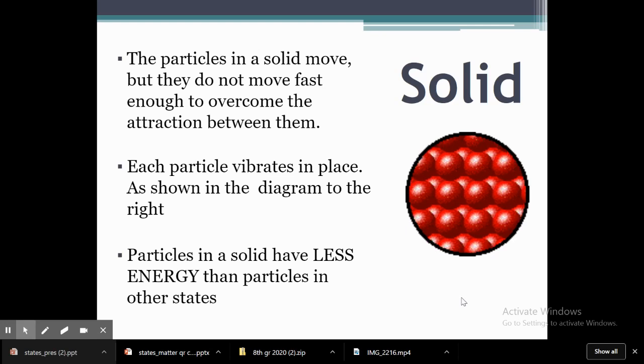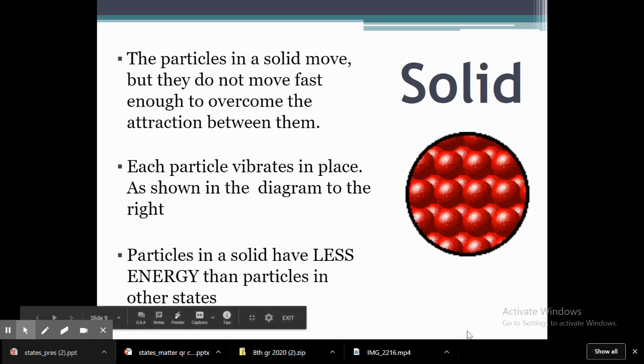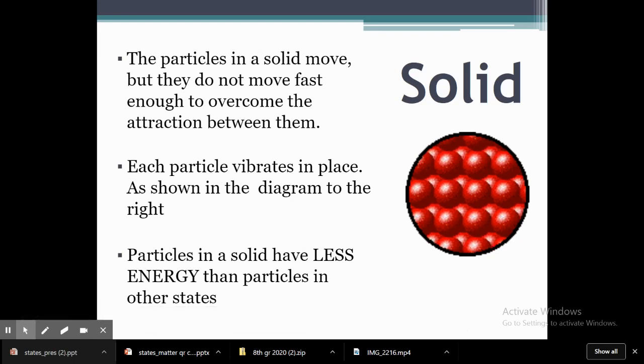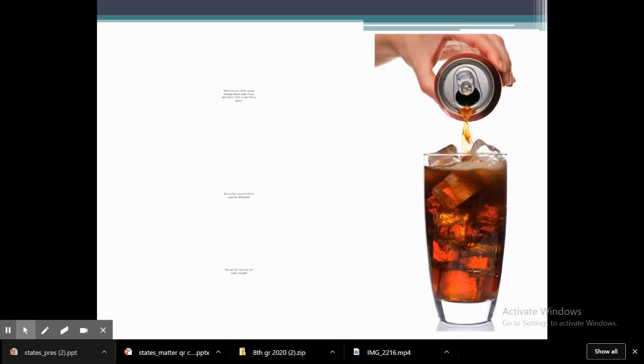So you beat on a desk, like vibrations are occurring, okay? Particles in a solid have less energy than particles in other states. And when you see energy in science class, I want you to think of heat.